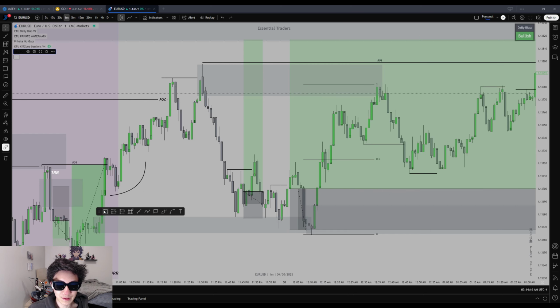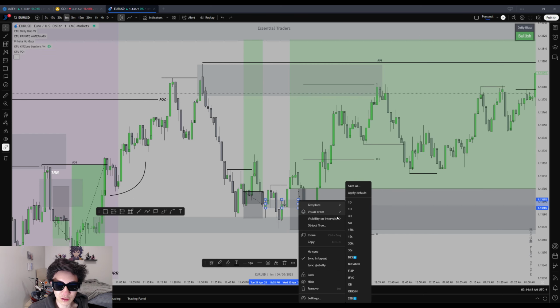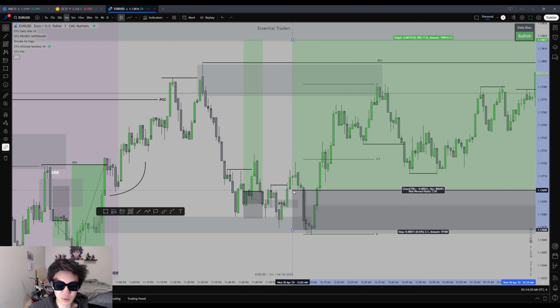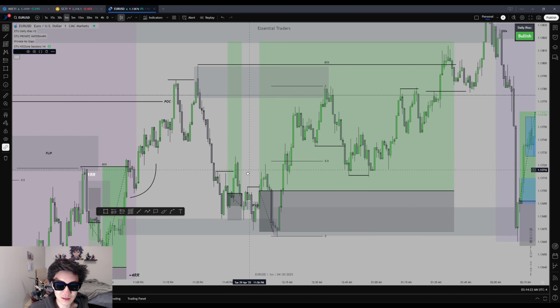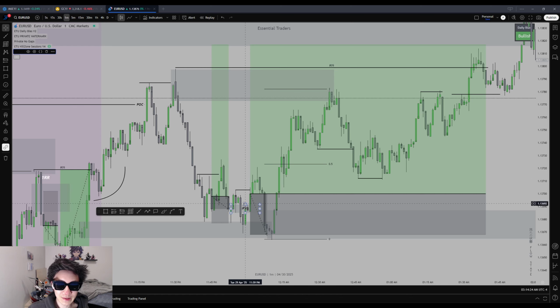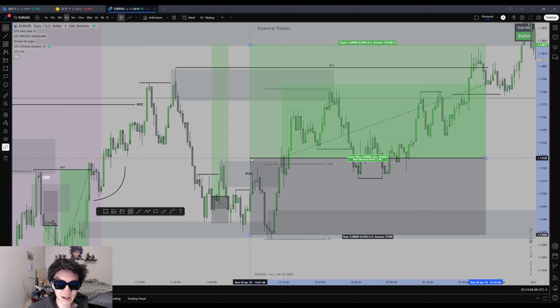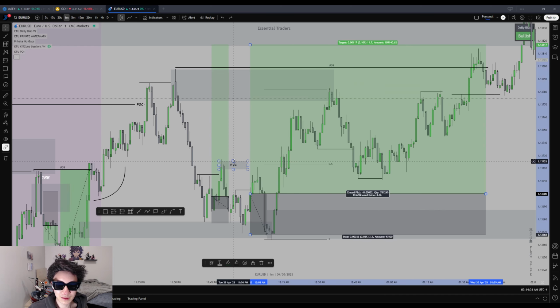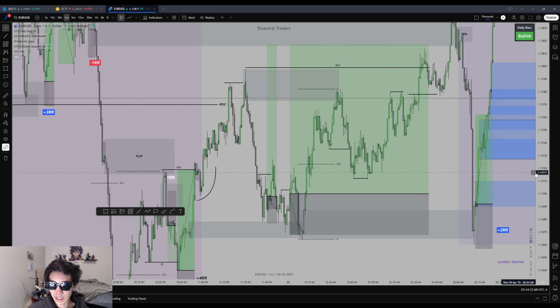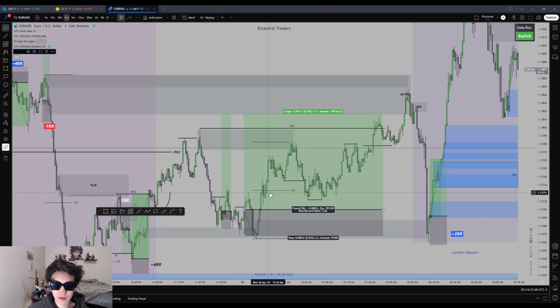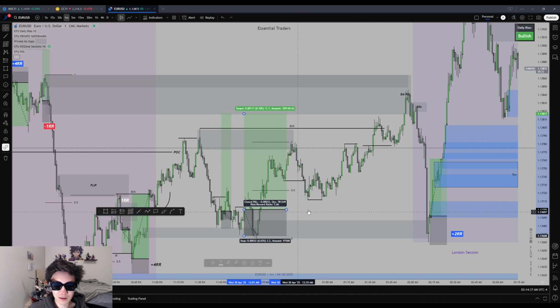Plus, this IFVG is very close. And when it's very close to price like this, and it inverses with momentum, it's a very good setup. Now, if this IFVG was like all the way up here, then of course not. I would definitely not be taking something like that. So just look at your pros and cons whenever you're trading, your upside and downside.